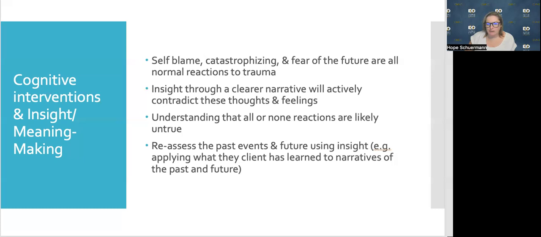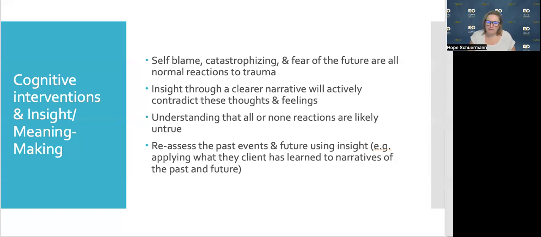As you work through these cognitive interventions and or somatic interventions, oftentimes that clear narrative contradicts the thoughts and feelings that lead to the self-blame and catastrophizing. So you're actively working to reduce that while you are also increasing the client's understanding of a narrative that's free from the values and judgments that they are putting on themselves.